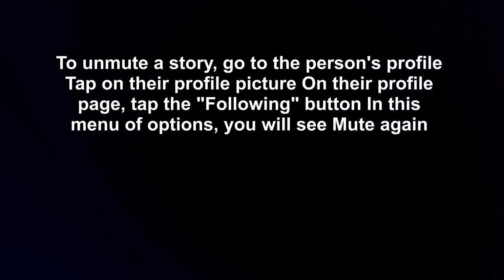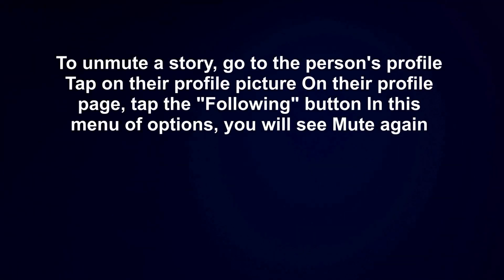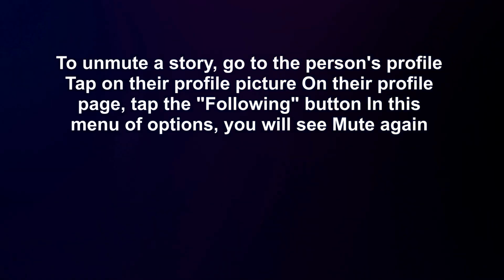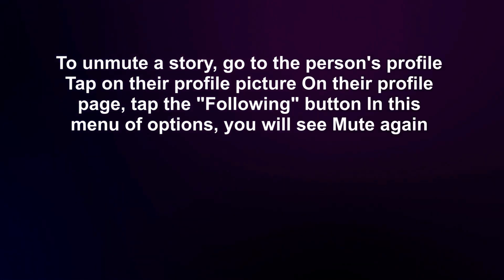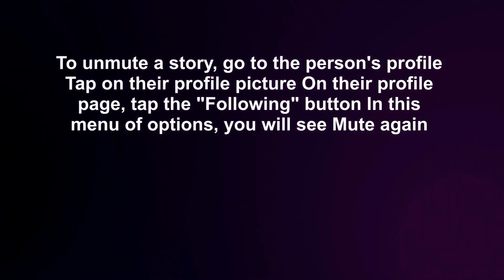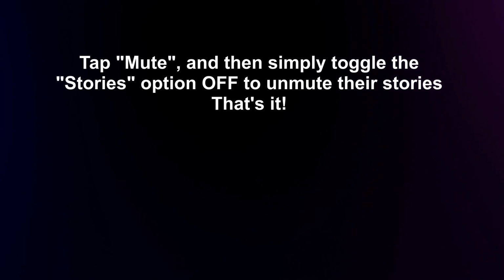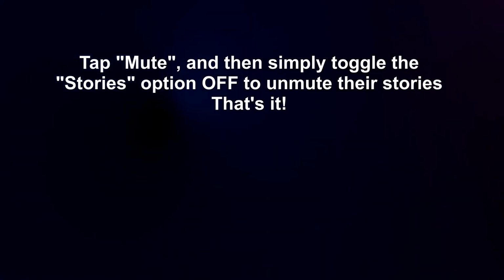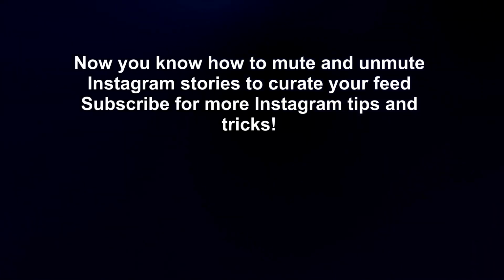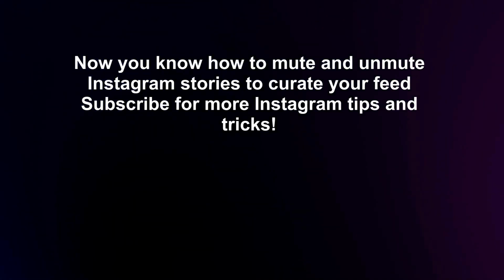To unmute a story, go to the person's profile, tap on their profile picture on their profile page. Tap the following button in this menu of options. You will see mute again. Tap mute, and then simply toggle the stories option OFF to unmute their stories. That's it. Now you know how to mute and unmute Instagram stories to curate your feed.